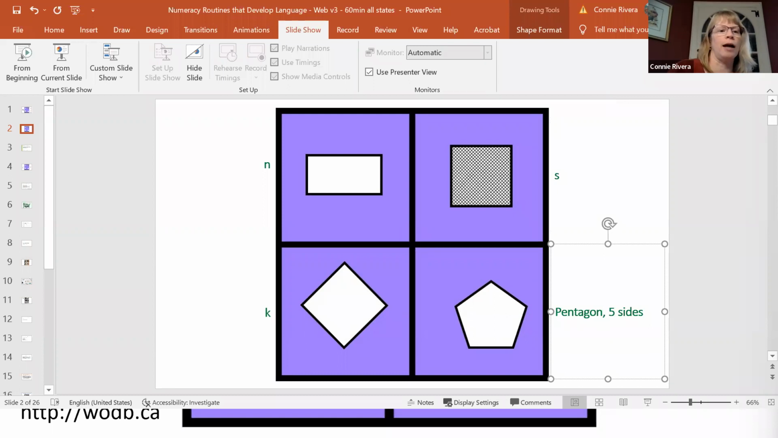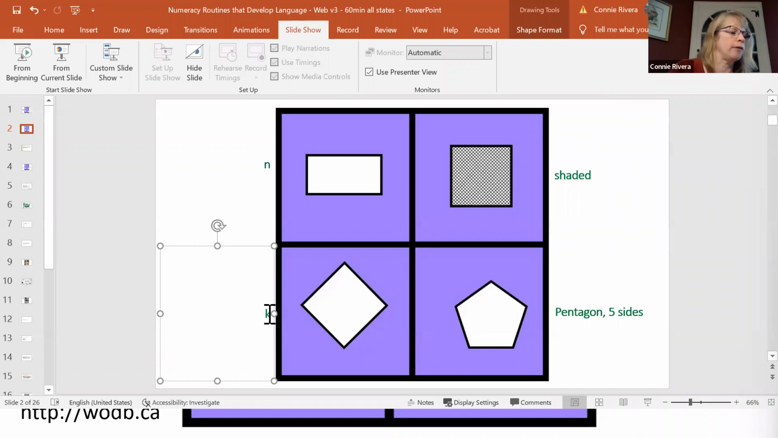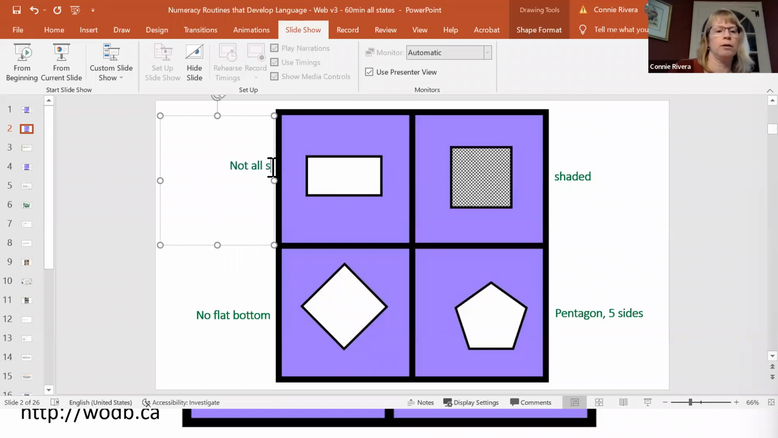All right, that pentagon got a lot of attention. I saw that several times. This one doesn't belong because it is shaded. This one because it does not have a flat bottom. The rectangle because not all sides are equal. Yes, let's list as many reasons as possible for all of these. So we've got one reason for everything so far, but let's keep going.